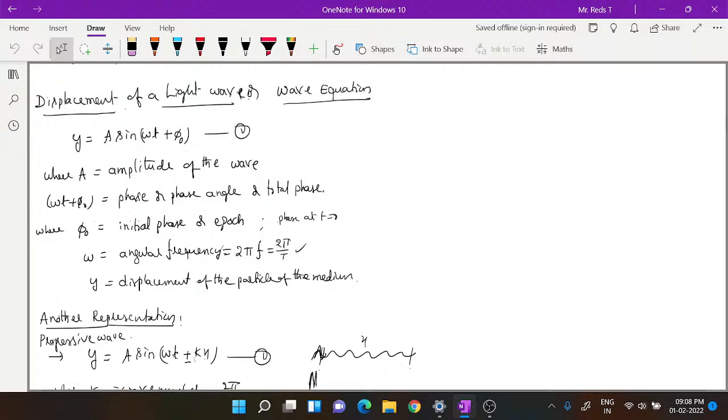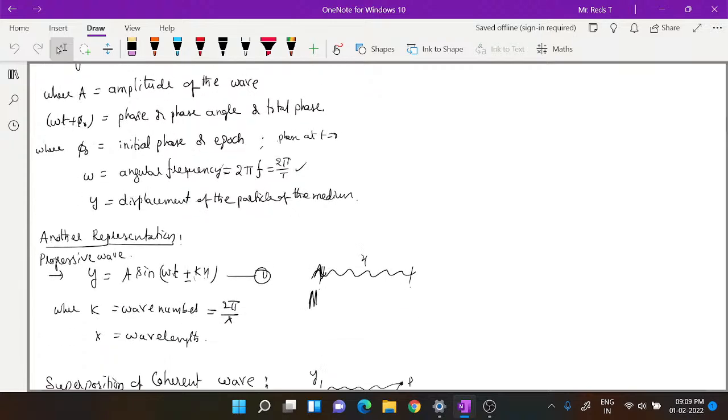Here a represents the amplitude of the wave, omega is the frequency, and phi naught is called the initial phase, the phase at time t equal to 0. Then the total omega t plus phi naught is called the phase angle, or total phase, of the given wave. And here A is the amplitude, and y is the displacement of the particle of the medium when a wave is traveling.